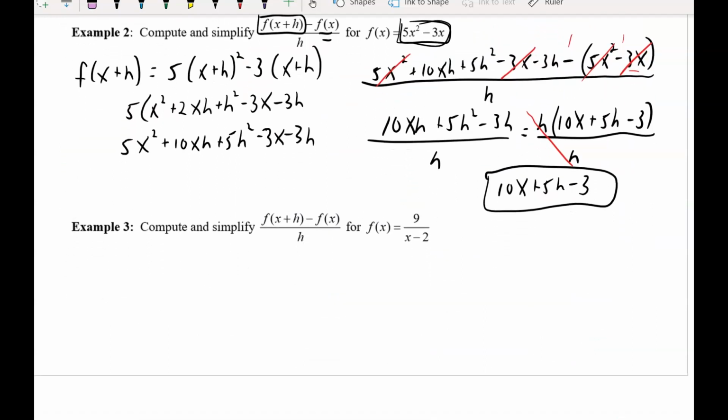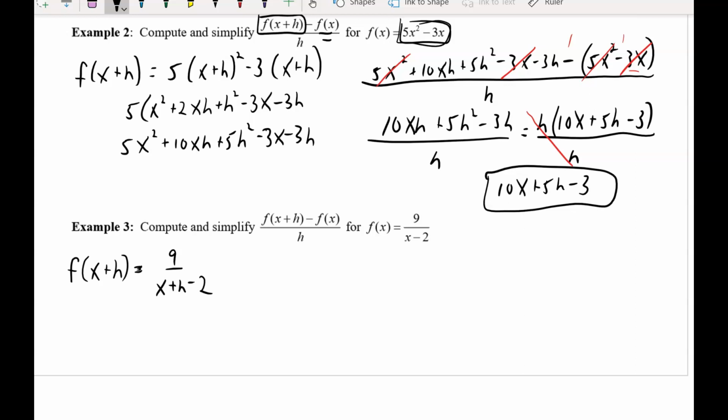Okay, let's look at one more example, one with a fraction, and they're not easy with fractions. You have to get used to working with complex fractions. Okay, so let's take a look at what we have here. Let's start out with f of x plus h. That's not as bad this time as it was in the last one. It's just going to be 9 over x plus h minus 2. Now let's plug that in.